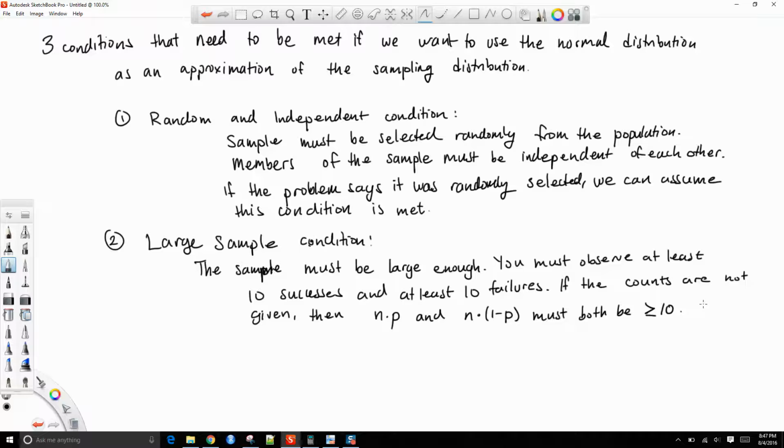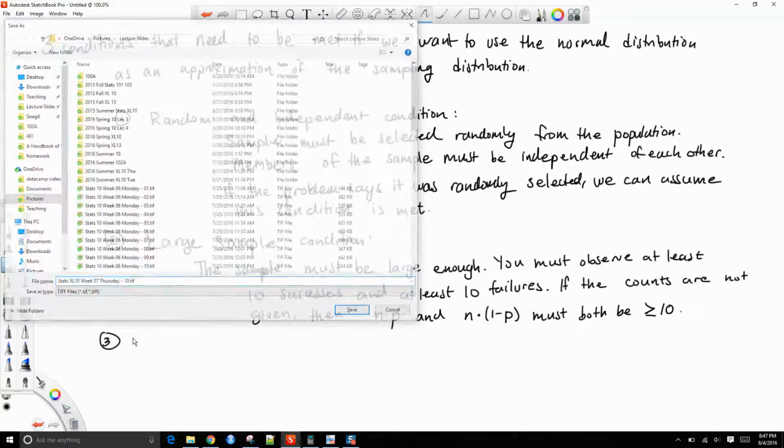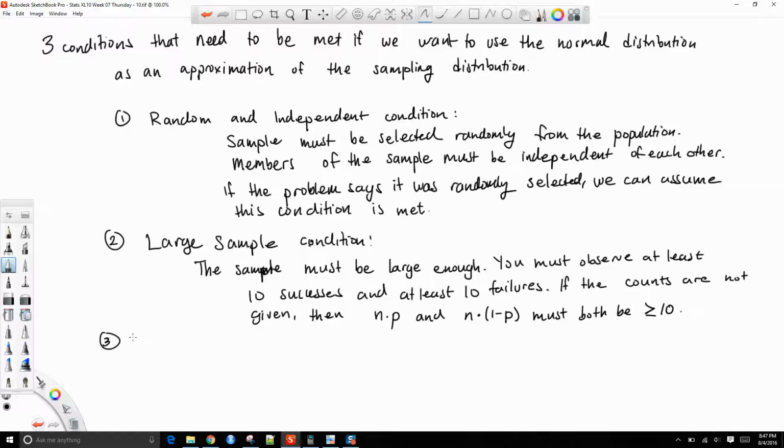Question? Yeah. What do you mean when you say successes? So, we're dealing with proportions, right? So it's, what proportion of people are left-handed? When you take your sample of people, you need to have at least 10 people who are left-handed and at least 10 people who are not left-handed. Okay, if you only get 8 people who are left-handed, then your sample's not big enough. You need at least 10 yeses and 10 nos, whatever question it is that you're asking.